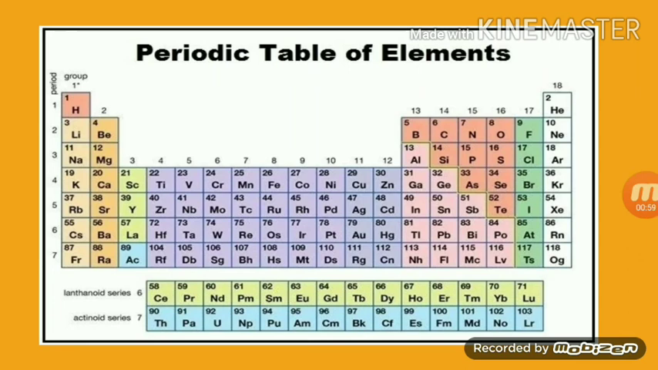From the fourth period, there are 18 elements present and arranged. Okay, and there are also the lanthanoid and actinoid series. These are from the 6th and 7th periods. Okay, so they are heavy elements or radioactive elements.